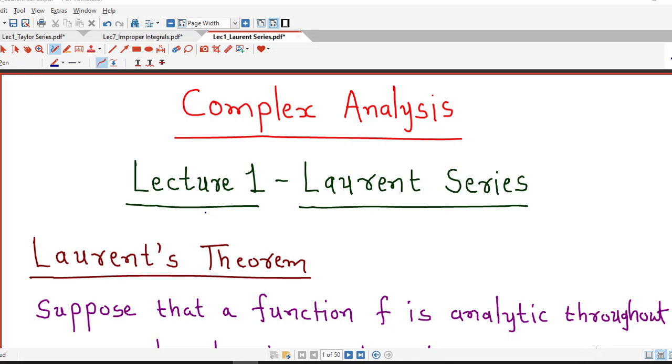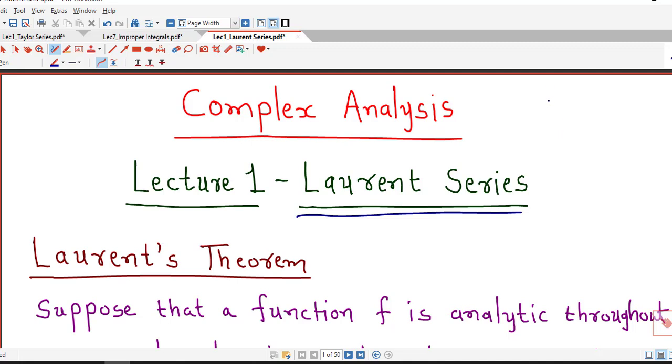In this lecture we are going to learn about another important series of complex analysis known as Laurent series. So we will discuss what is Laurent series, why we require Laurent series and why it is different from Taylor series which we have discussed in earlier lectures.